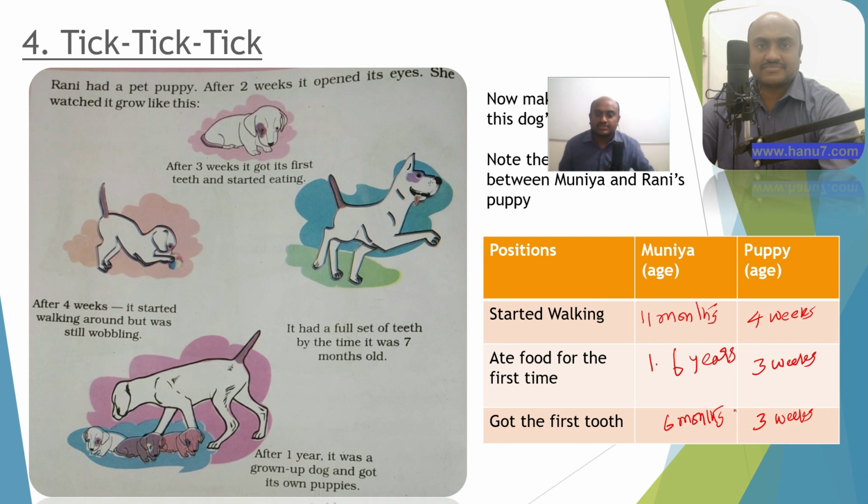Okay, so then only it started eating. Of course, after getting the teeth it started eating. But Munia didn't do like that. After getting the teeth, she waited up to 1 year to start eating. Okay, that too banana. So 4 weeks, 3 weeks and 3 weeks, and similarly 11 months, 1.6 years and 6 months. As per this table we have filled the data.